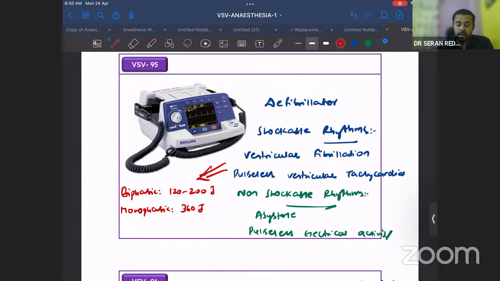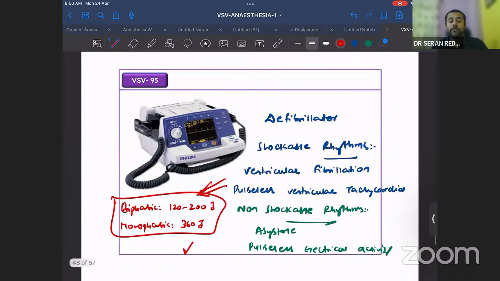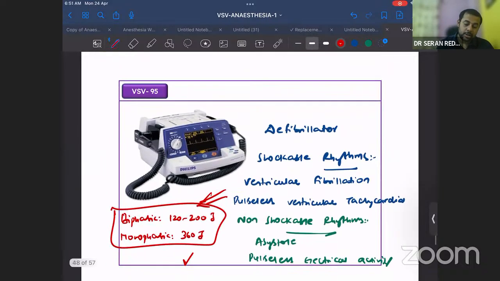And monophasic, you give up to 360 joules. Okay, this is all about the defibrillator. And before going to this, very important are 5H and 5T, which are the reversible causes of cardiac arrest. How many times do you have to do the CPR? It is 100 to 120 per minute, and the depth is 5 to 6 centimeters in adults.